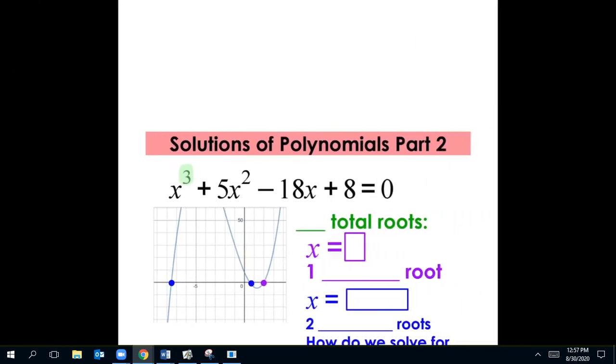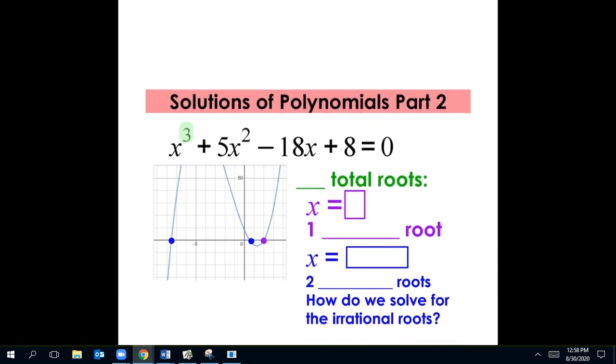Okay, so let's look at this next one. X cubed plus 5x squared minus 18x plus 8. First thing is, if we try to factor, we can't use the grouping method because we don't have the same ratios in the first two terms as we do in the second two terms. 1 to 5 and 18 to 8 are not the same.